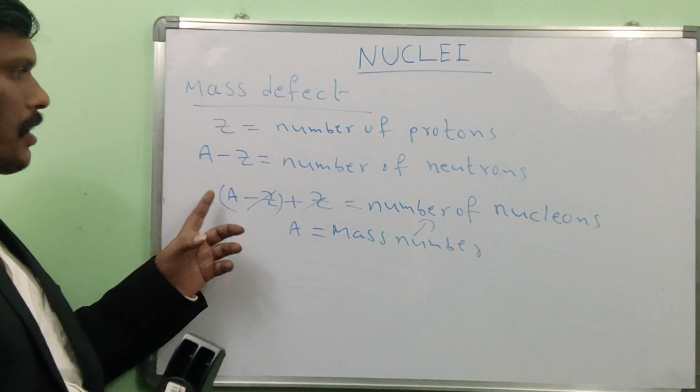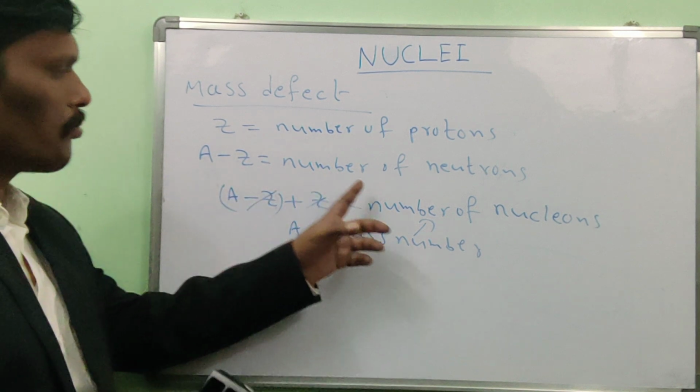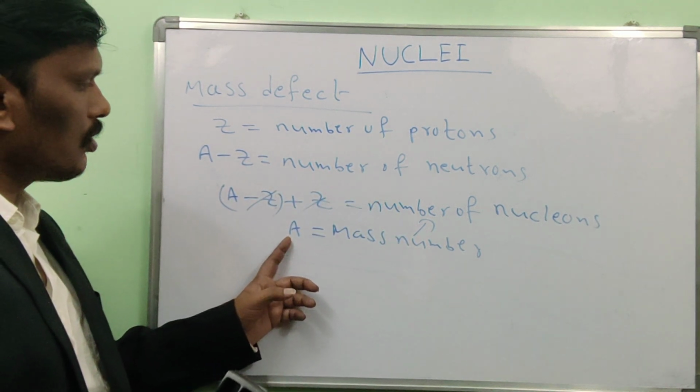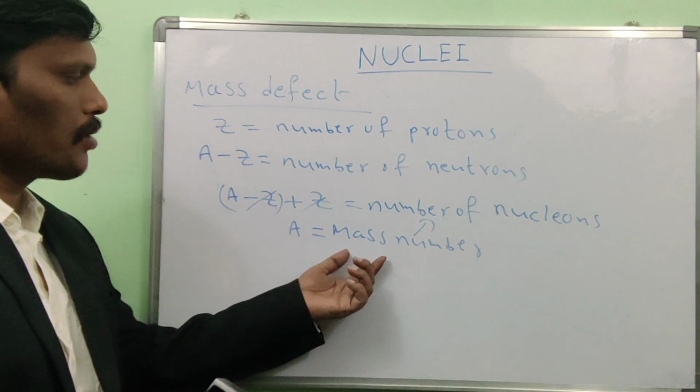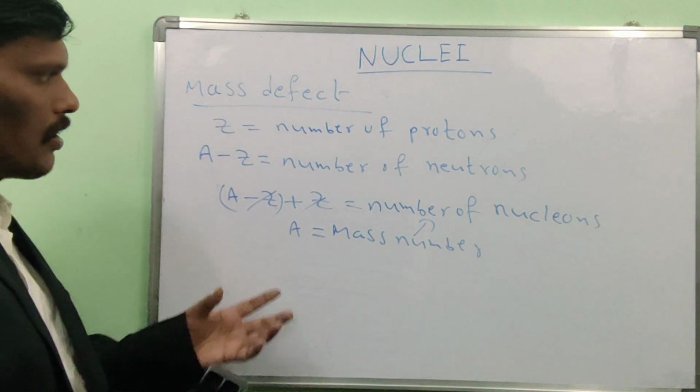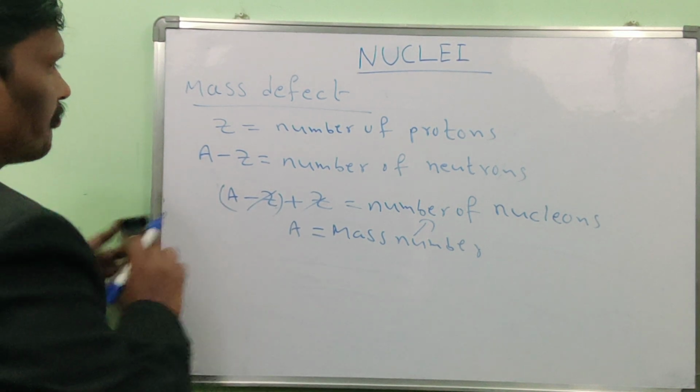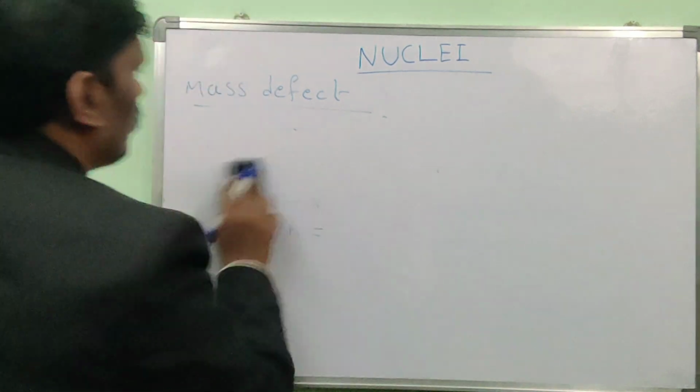That's why remember, A minus Z is the number of neutrons. Then A is equal to A minus Z plus Z. Z cancels, then A is the mass number. Mass number means the total number of nucleons, the proton number plus the neutron number. That's all. Now, what is the mass defect?